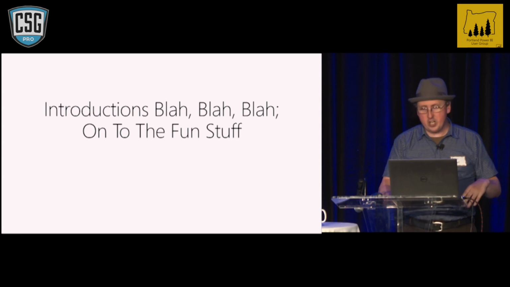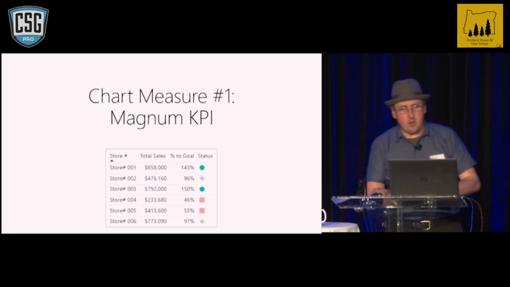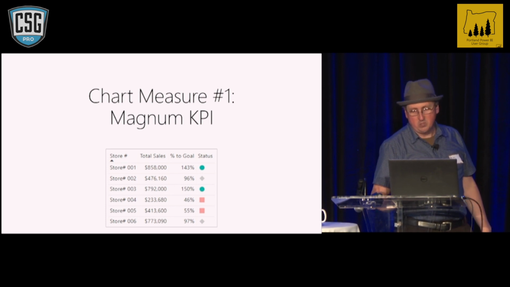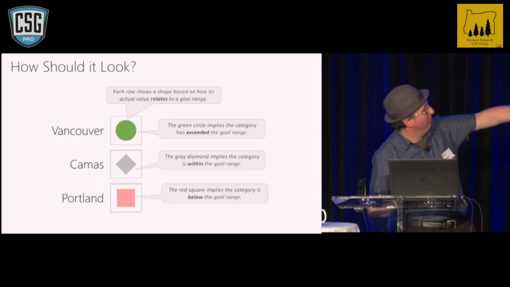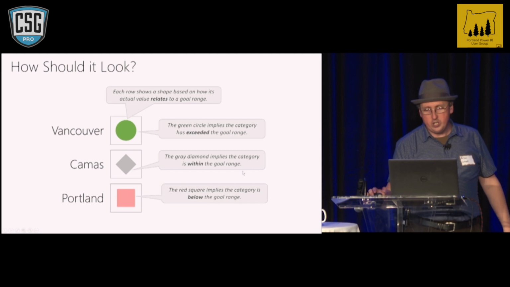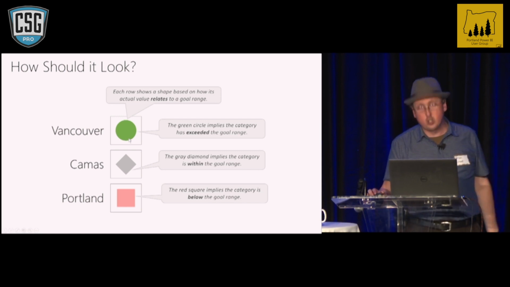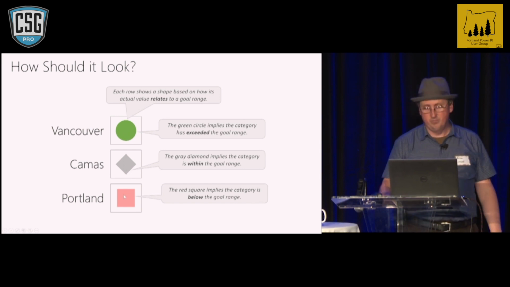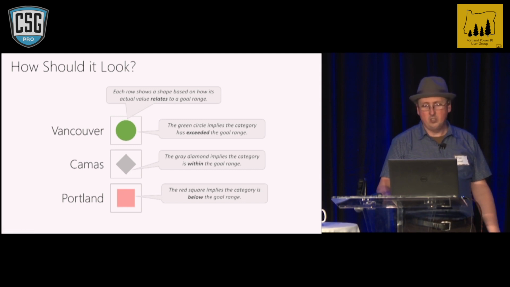All right, plenty of introductions. Let's actually go build some stuff, shall we? Chart measure number 1, Magnum KPI. So what are we going to be doing here? We're going to be building some KPI visuals. How should it look? For every single row, we should have a little image, little glyph that says whether Vancouver, for instance, is doing really, really good compared to our goal, whether it's just doing okay, or whether it's doing terrible. Okay? That makes sense, and right now it's a little tricky to do in Power BI.